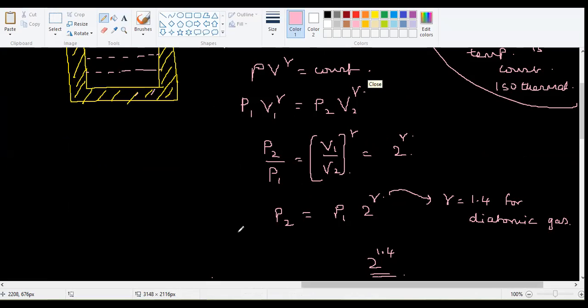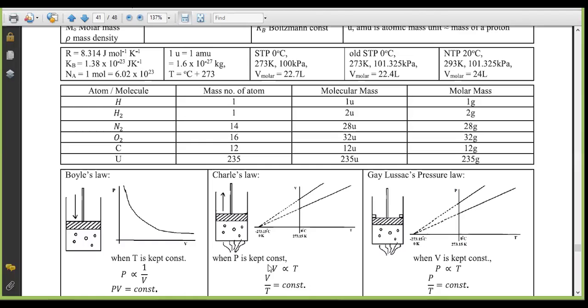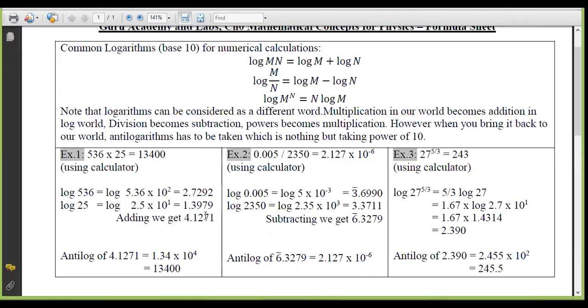Sir, until now, we didn't need any log, sir. Okay, I will send you this in the WhatsApp groups. In case you want, you can refer to it, how to use the log tables. This is how to do multiplication in log tables, how to do division using log, how to do powers using log. As I told you sometime back, multiplication can be done as addition, division will become subtraction, powers will become multiplication. So that's the power of logarithms.